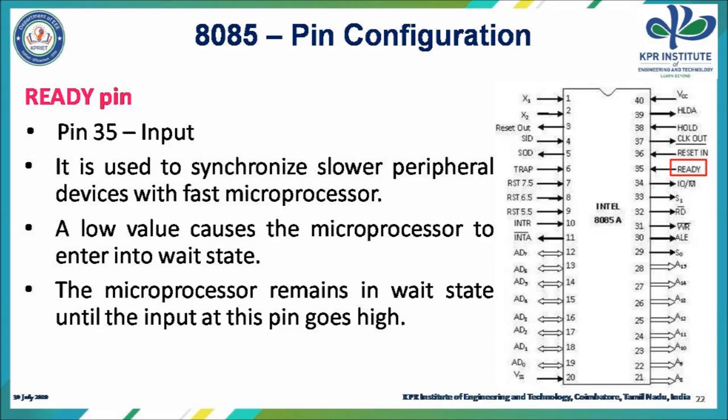And next one is the ready pin. It is an input pin. This pin is used to synchronize the peripheral devices with the microprocessor. Normally, the processor speed is very high when compared to the IO devices. So, when any slow peripheral device is interfaced with the microprocessor, the processor will go to wait state until the peripheral device becomes ready. Whenever the peripheral device is ready, it will send a ready signal through this ready pin of the processor, so that the microprocessor leaves the wait state and services the device.